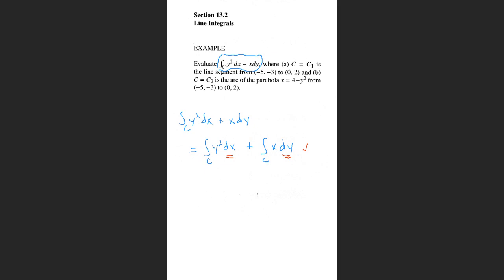And in this problem, there are two little problems. So the curve C, we have a curve C1, which is a line segment that goes from the coordinate -5, -3 to 0, 2. And then part B, we have a different arc that's a parabola that goes from the same beginning point, -5, -3, to the point 0, 2. Let me let you copy this down, okay?